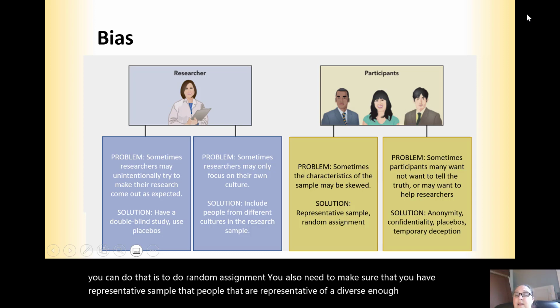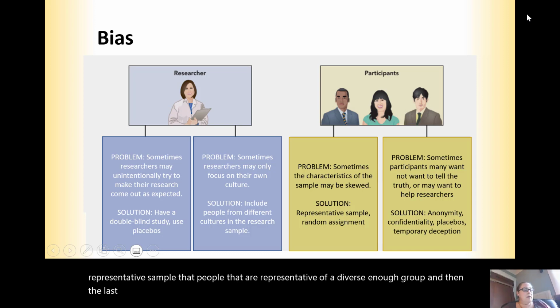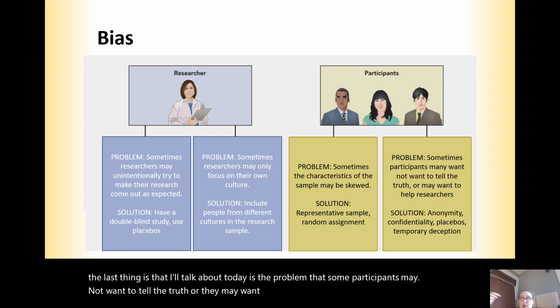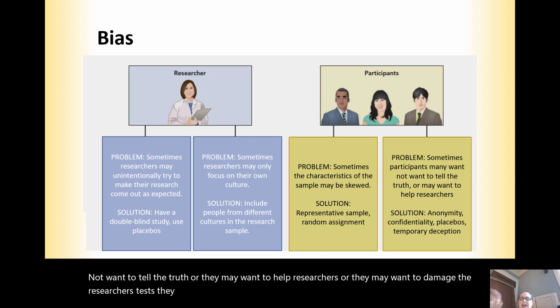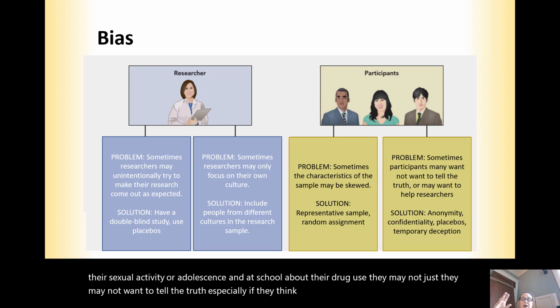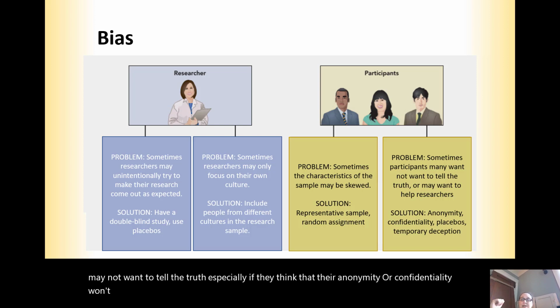And then the last thing I'll talk about today is the problem that some participants may not want to tell the truth, or they may want to help researchers, or they may want to damage the researchers' tests. So they may behave in different ways. Let's say you wanted to ask people about their sexual activity, or adolescents at school about their drug use. They may not want to tell the truth, especially if they think that their anonymity or confidentiality won't be protected. Another way to get around this is to give some people placebos.